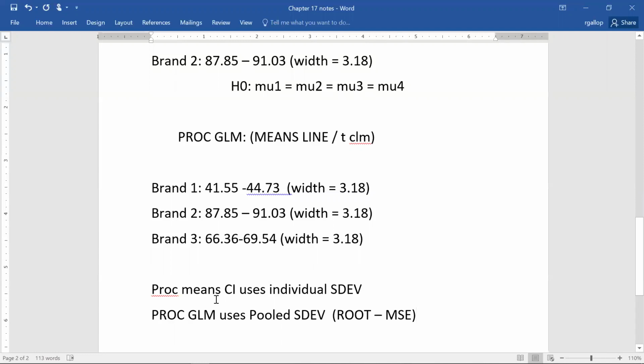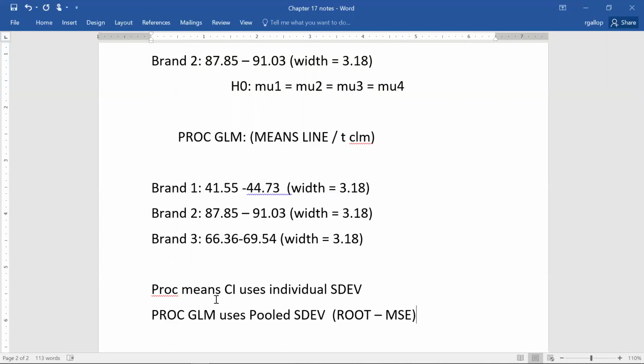Well, let me word it this way. The difference between the proc means output and the proc GLM output shouldn't be really dramatic. If it is dramatic, then you've got an issue with a violation of homogeneity of variance, right? And that creates a problem because our model is not appropriate for the data in hand. So they should be pretty close.